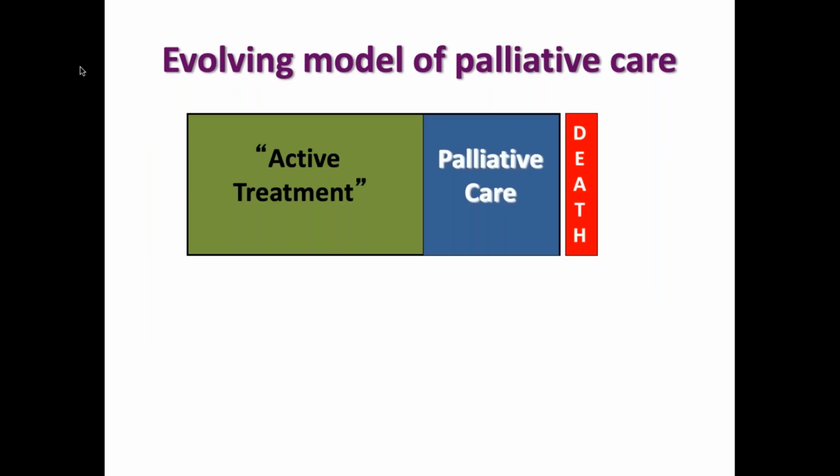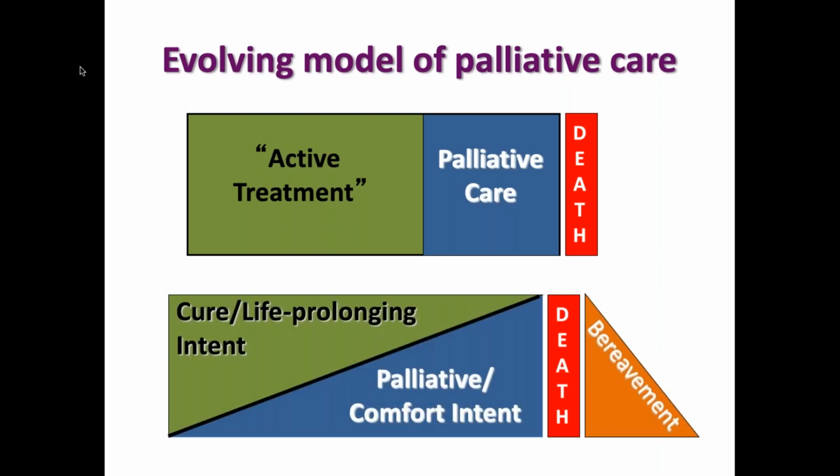It's important to orient you to the evolving model of palliative care. So traditionally we have thought that when we see a patient with a chronic disease, we continue to be very, very vigorous in giving this patient active treatment, which is a kind of curative treatment, and at some time active treatment abruptly ceases and the patient enters a phase of palliative care, and of course at the end of the palliative care comes death.